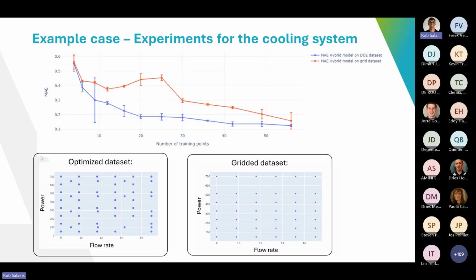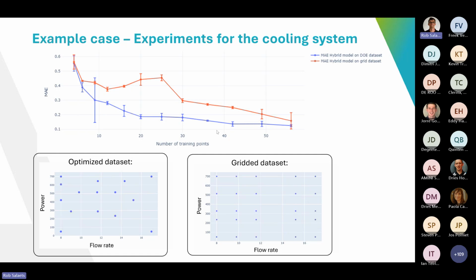And if we have in the training set only 4 points, then we can plot a score and we say, we have an error of, what is it here, 0.55. And then if I add more and more points, all the way up to, I think it's about 58, then of course the error is a lot lower. And we see that the blue curve, which is the one with the optimal data set, achieves a lower error earlier than when we do the gridded data set.